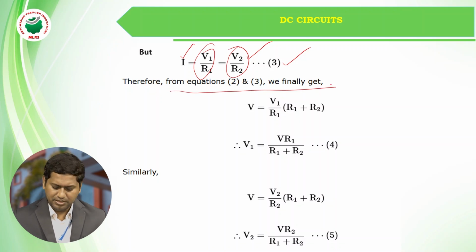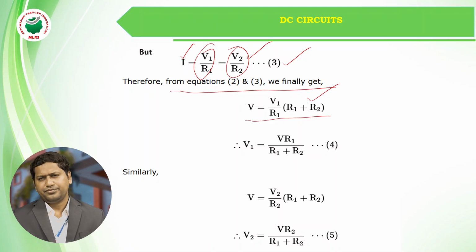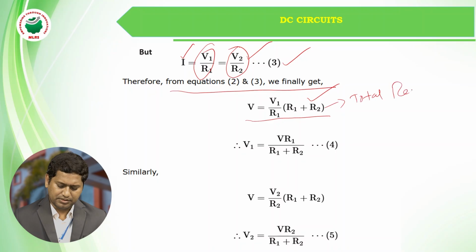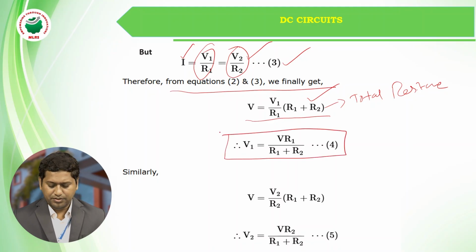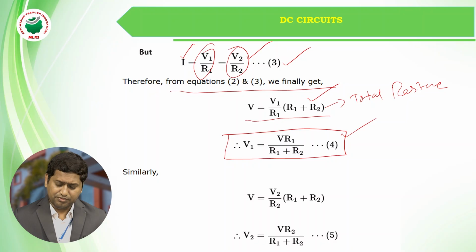with basic mathematics, V equal to V1 by R1 multiplied with R1 plus R2. So what is R1 plus R2? R1 plus R2 is the total resistance. So from here, with basic mathematics, we get V1 is equal to V into R1 by R1 plus R2. That we have noted as equation number 4.